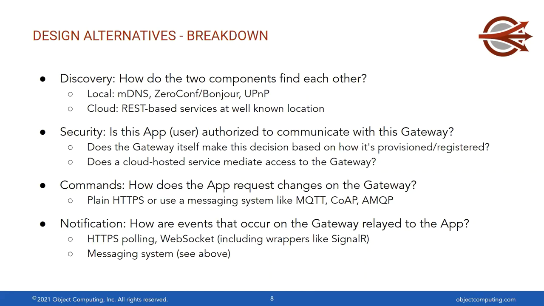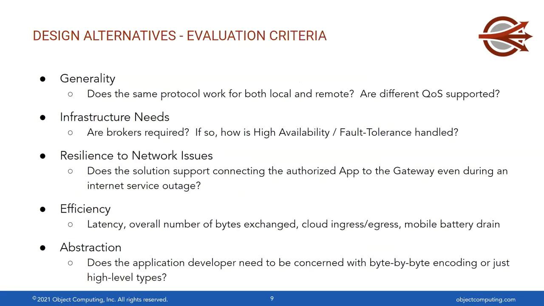So when looking at all these different protocols, techniques, and existing libraries that can be brought to bear on this problem, we need to think about how we want to evaluate the different options available to us and why we might choose one over another. The five areas we've identified for evaluation are listed on this slide. First, we have generality. Does the same protocol work both when we're on the local network and when we go outside the local network? Are different qualities of service supported with it?